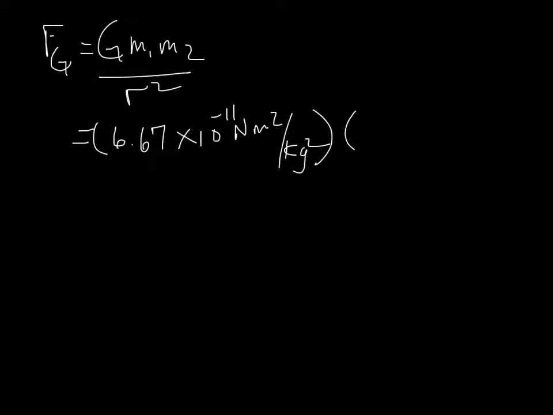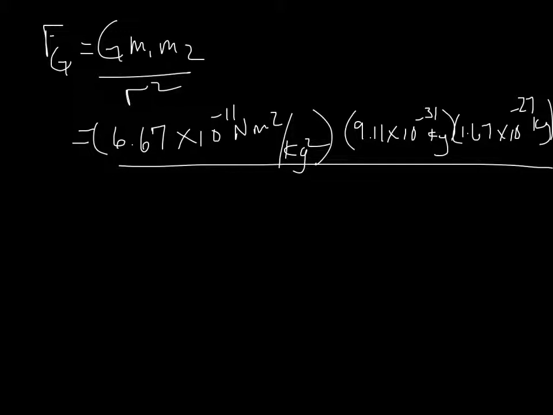Okay, that's G. And the mass of a proton and the mass of an electron are very different. The mass of an electron is 9.11 times 10 to the minus 31 kilograms. Very, very small compared to that of a proton, which is 1.67 times 10 to the minus 27 kilograms. Again, that information will be provided for you. And their separation distance is still the same, 5.3 times 10 to the minus 11 meters. And we're going to square that.